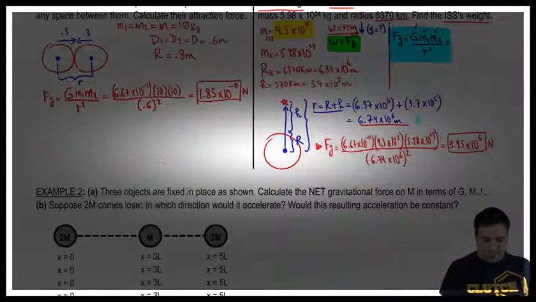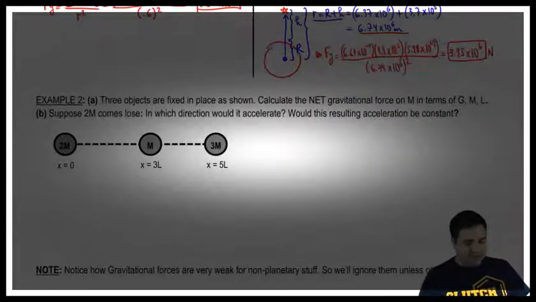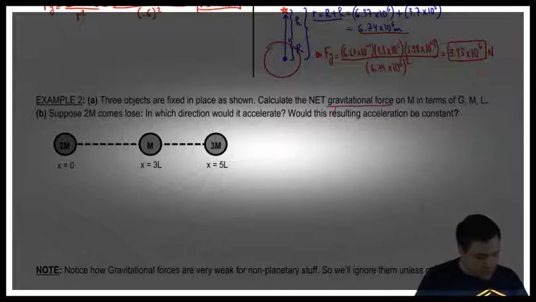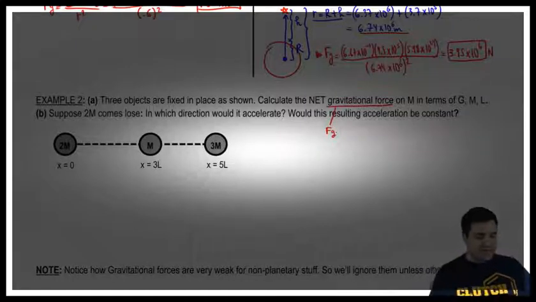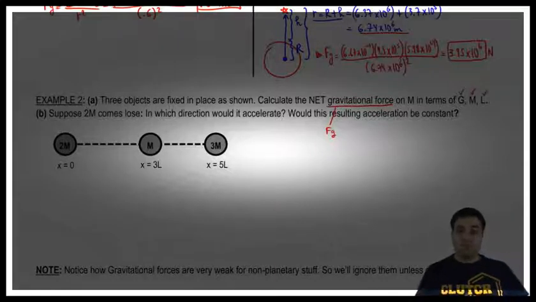Okay, let's keep going. Let me do this example here, and I have three objects that are fixed in place as shown. I want to find the net gravitational force. Gravitational force means Fg. I want to find the net force acting on M in terms of the given variables here, G, M, and L. So we're going to solve this not with numbers, but with variables.